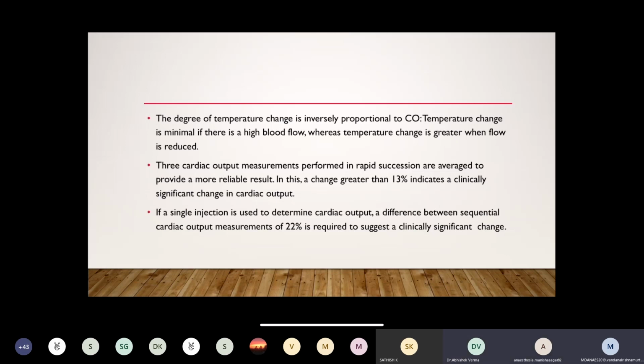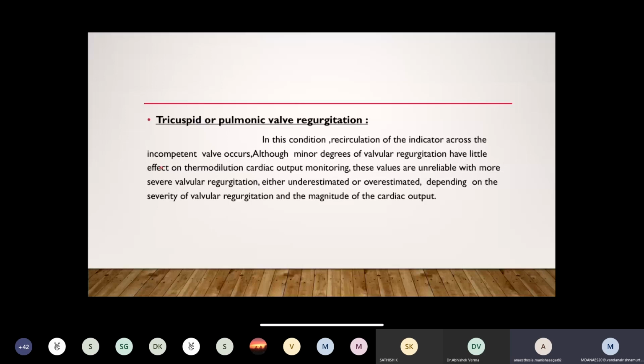Vandana. Yes, ma'am. How will the intracardiac shunt disturb this thermodilution method of cardiac output monitoring?